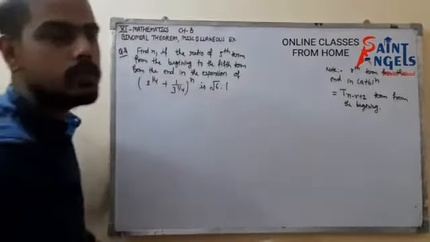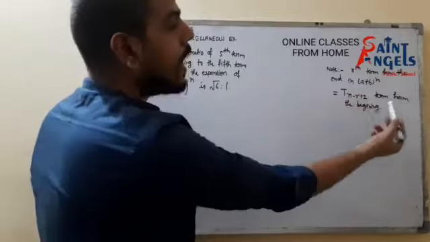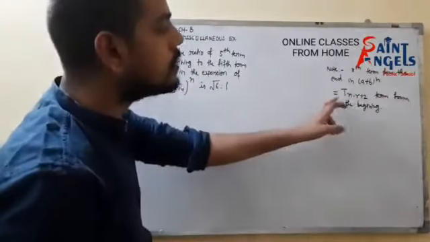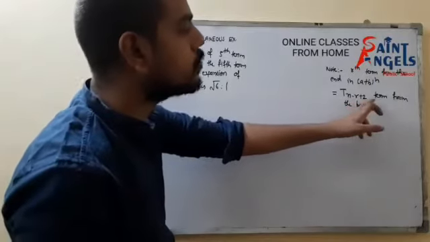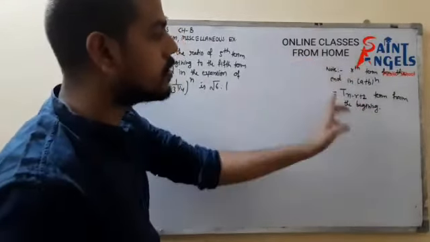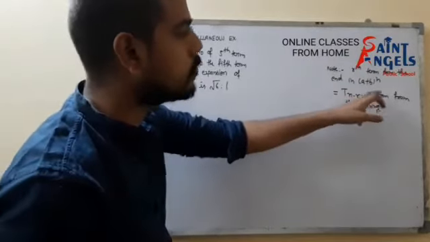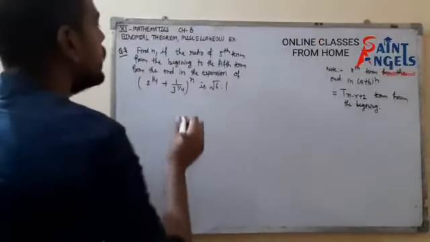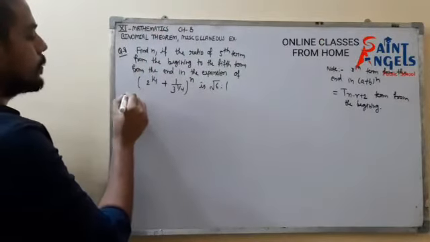Here one thing to note is that if we have to find the r-th term from the end in some expansion, then the formula is the (n minus r plus 2)-th term from the beginning. If I have to find the fifth term from the last, it is equal to the (n minus 5 plus 2)-th term from the beginning. Okay, so this is the formula. So first of all we will find the fifth term from the beginning.